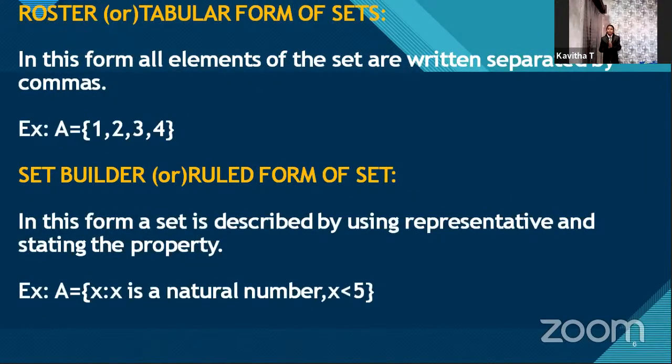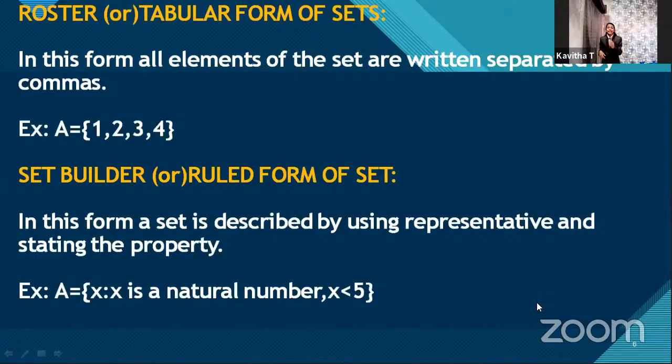Next, roster form. In roster form, all elements are written in curly brackets and separated by commas. Here we can take one example: the natural numbers less than 5. Natural numbers start from 1, so less than 5 means 1, 2, 3 and 4. Now we write it as a set: set A is equal to {1, 2, 3, 4}. This is the roster form.